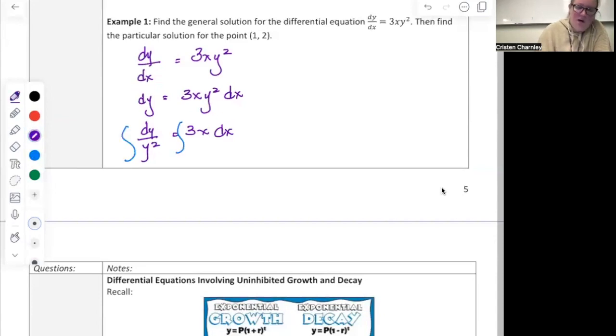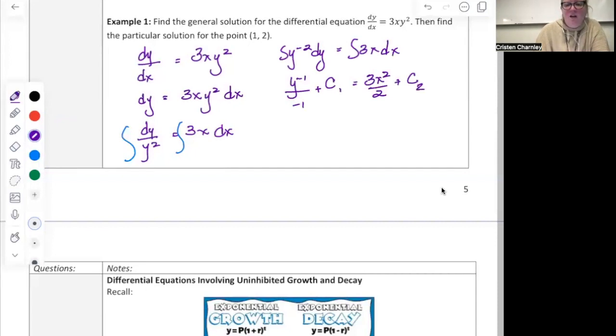So on the left-hand side, not natural log, it's y to the negative 2 dy. On the right-hand side, I don't have to do anything special there. I'm just going to rewrite it. So the antiderivative of y to the negative 2 is y to the negative 1 divided by negative 1. Yes, I know there's a plus c there. On the right-hand side, that would be 3x squared over 2. There's a plus c, but it's a different plus c, so I'll call it c sub 2.